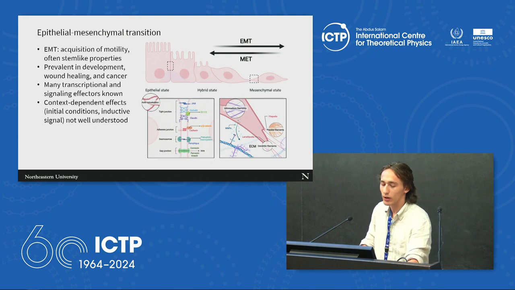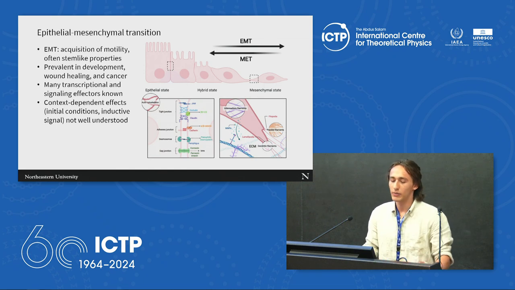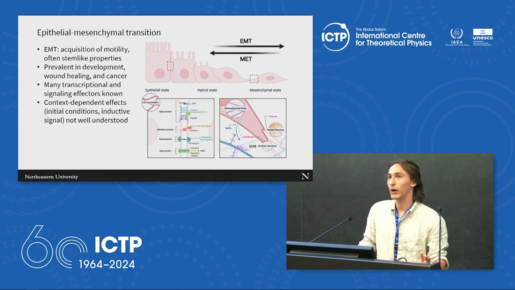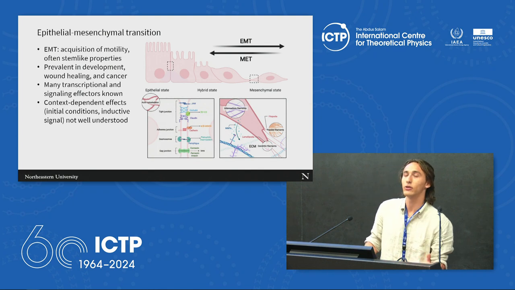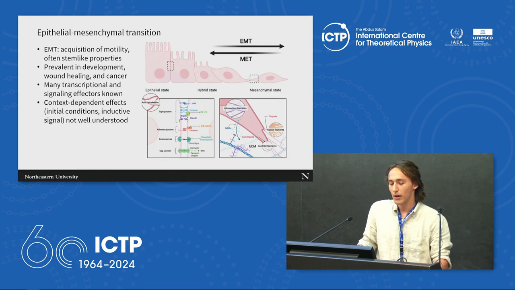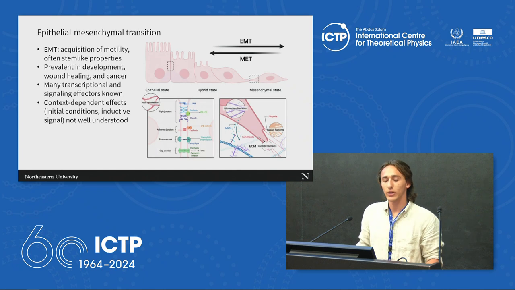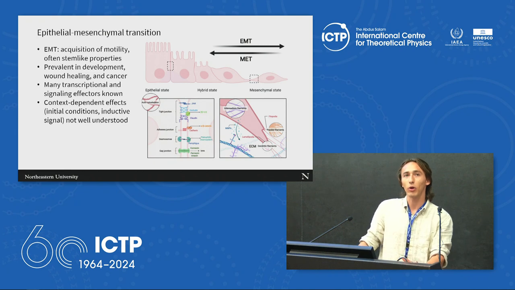From experimental work, we have a pretty good idea of what the transcriptional state of each phenotype in EMT looks like. And we also know a lot about the gene regulatory network controlling it. What we can explain as well is the variability in transition paths with respect to different cell lines and different inducing signals. In particular, some signals lead to the acquisition of a hybrid phenotype, and in some cases, cells undergoing EMT exhibit stem cell-like properties.